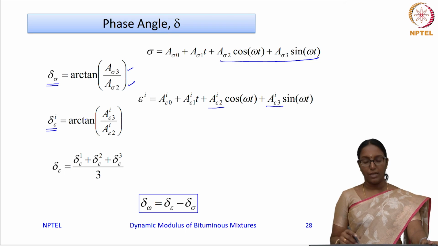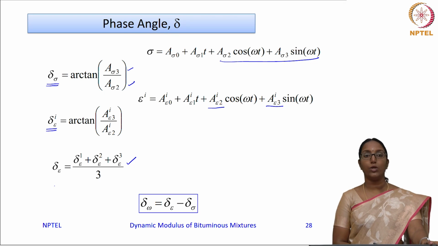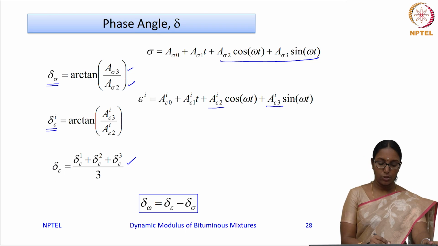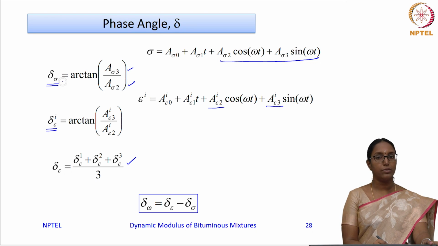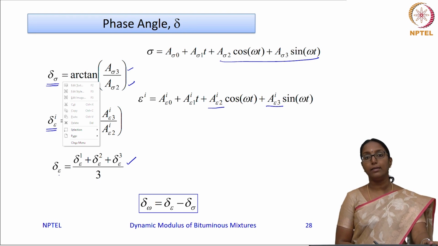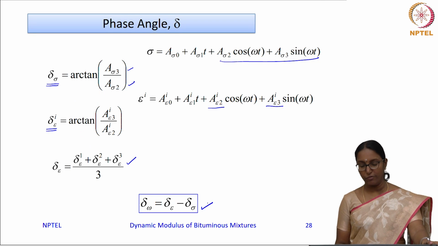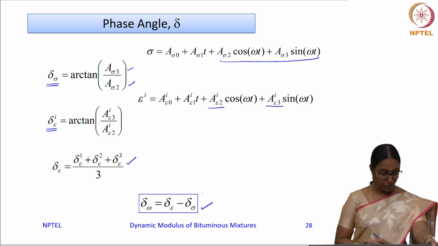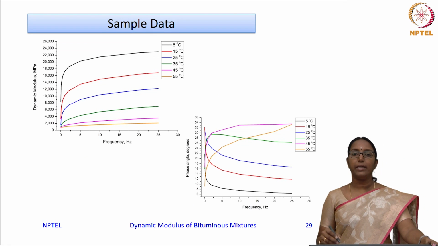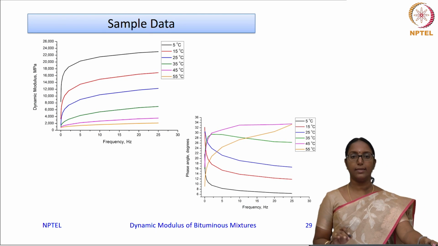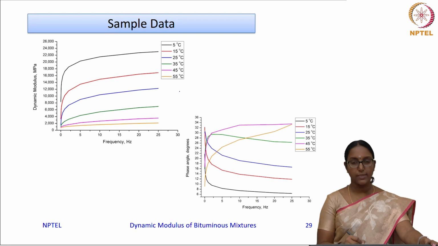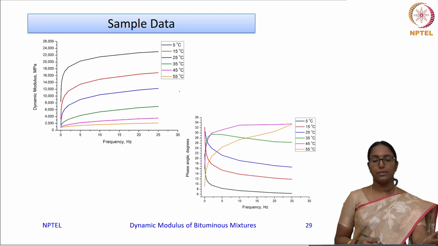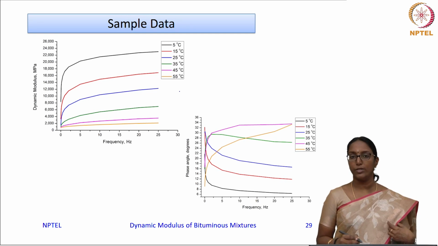And for all the 3 LVDTs, you take an average to find what is the phase lag in strain. So once we get the phase lag in stress and the phase angle in strain, you can take a difference to find what is the phase lag between the stress and the strain in terms of omega. Now, this is sample data from a test that was conducted at IITM on a specimen at 6 different temperatures, and we have done it for 10 different frequencies starting from 25 Hz to 0.01 Hz.